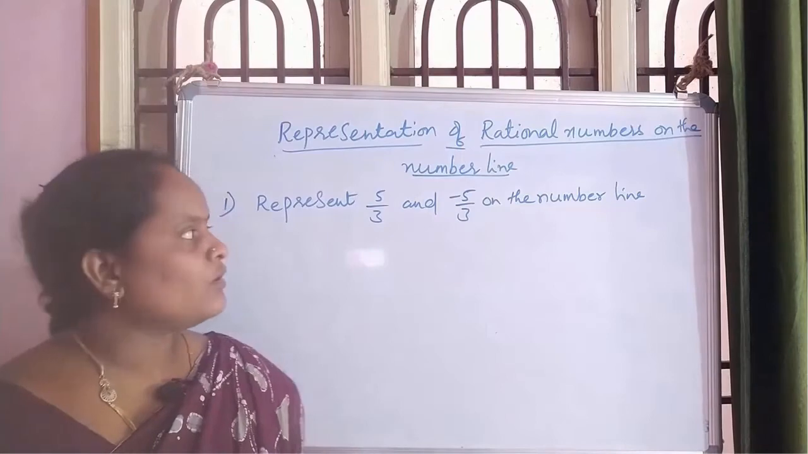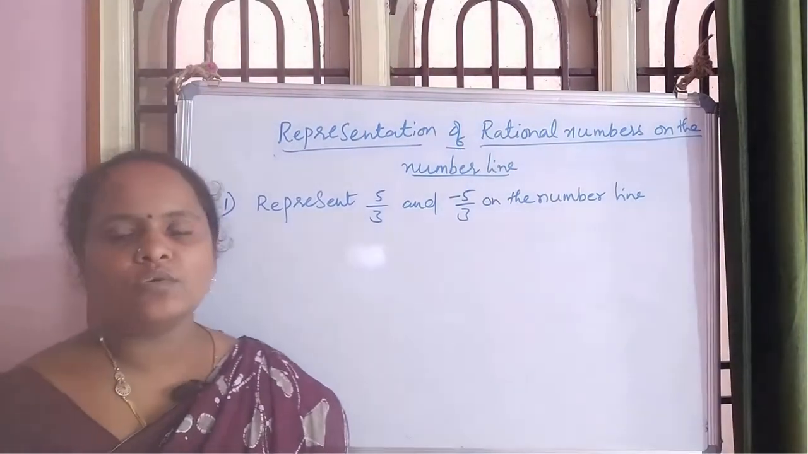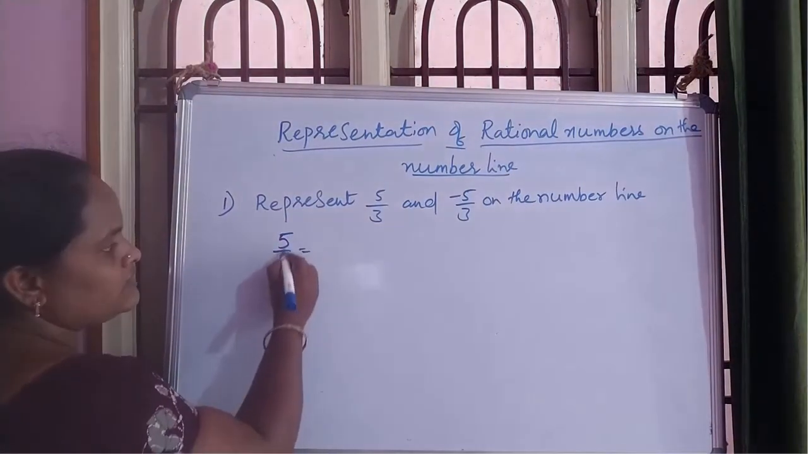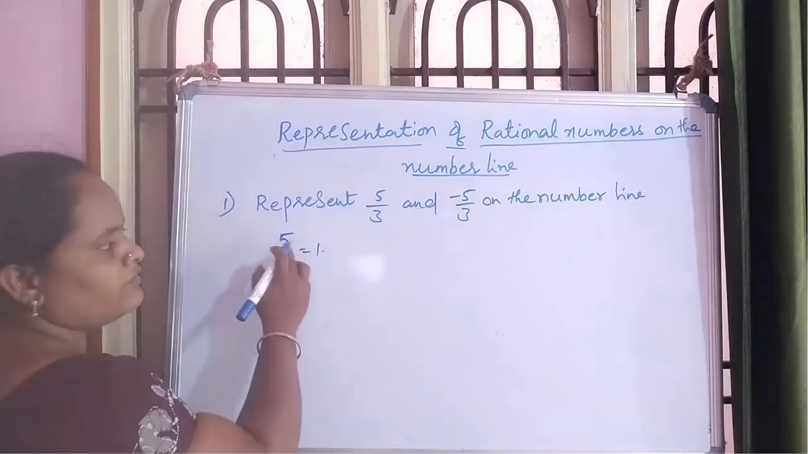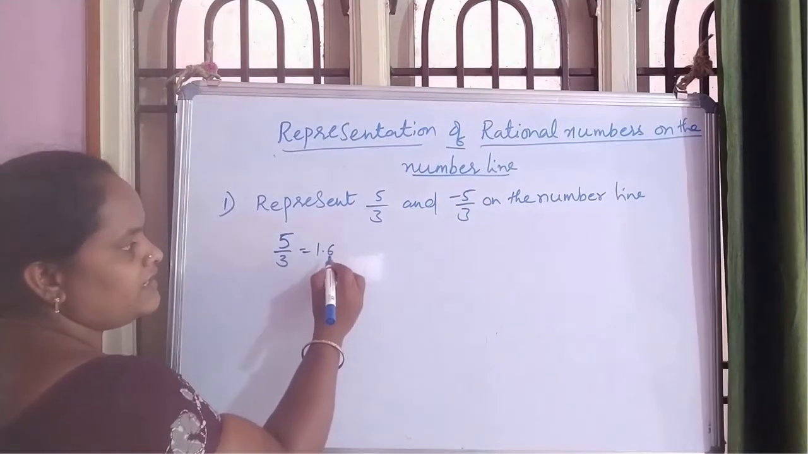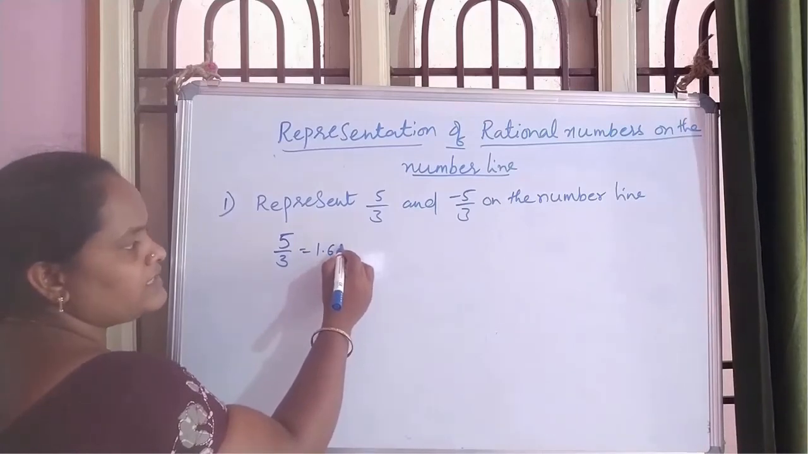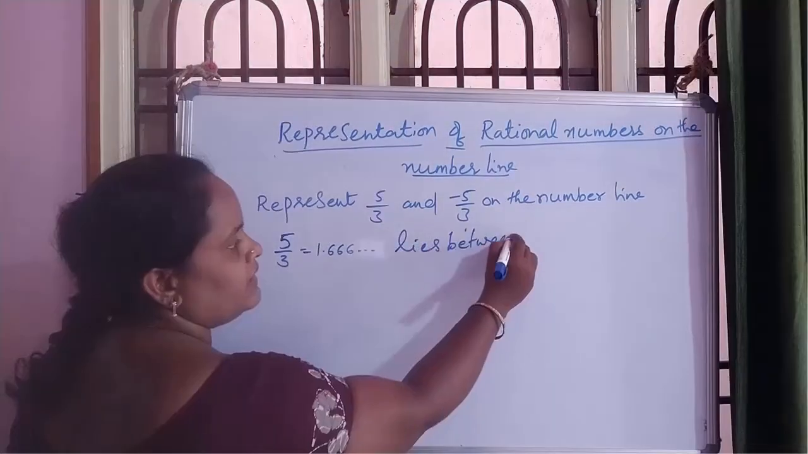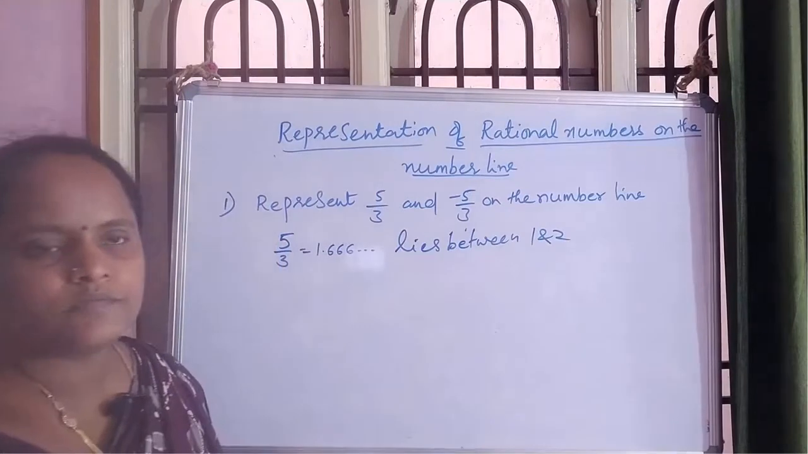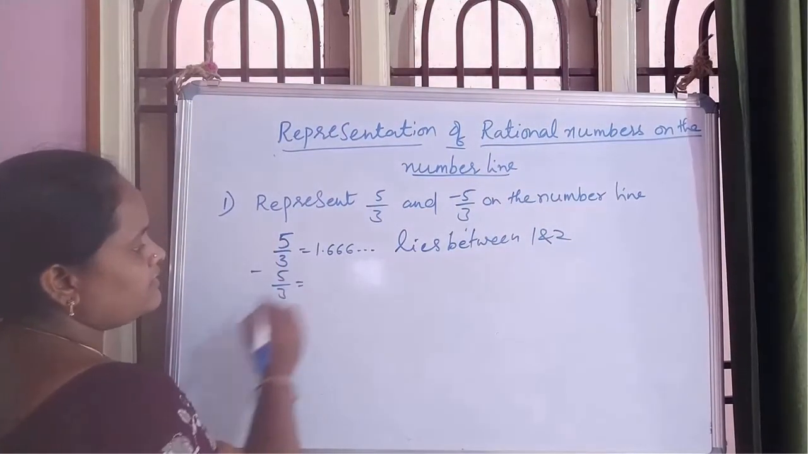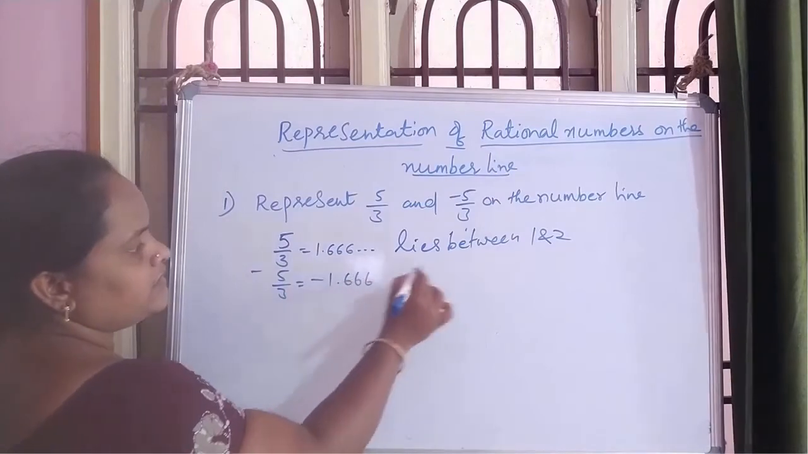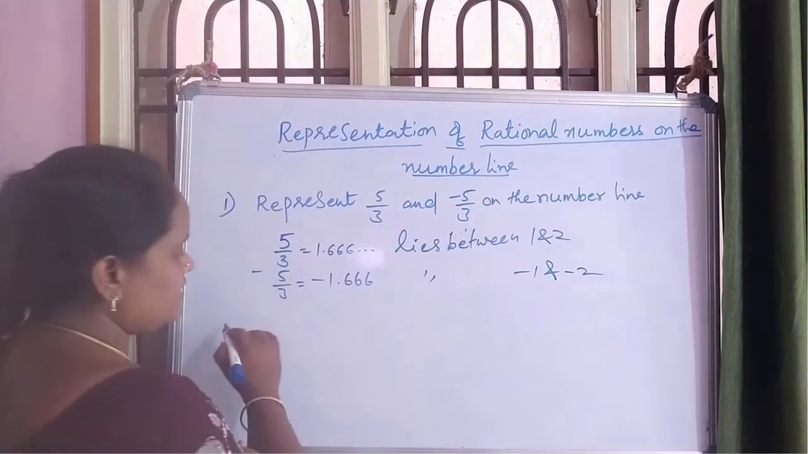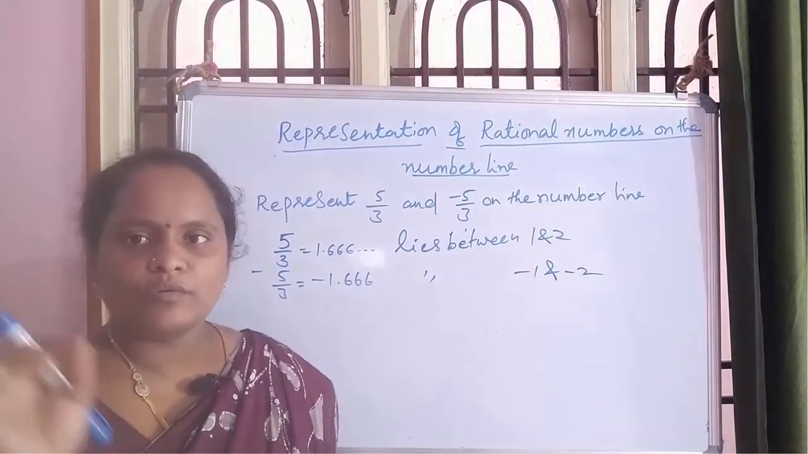So children, you should know between which 2 integers these 2 numbers lie. So 5 by 3, if we find the decimal value: 3 ones are 3, 2 will be left out, point is there. So 0, 20, 3 sixes are 18, and once again 2 will remain, 3 sixes are 18, 3 sixes are 18, it repeats. So 5 by 3 lies between 1 and 2. Similarly, minus 5 by 3, that is nothing but minus 1.66, it lies between minus 1 and minus 2. So to represent these numbers on the number line, I am going to explain you a very easy method.